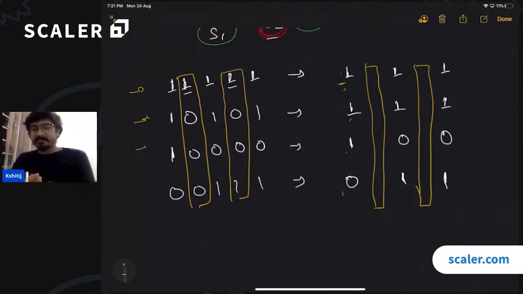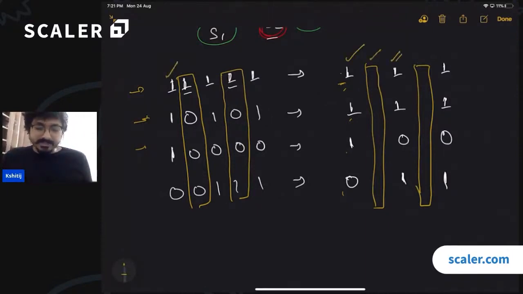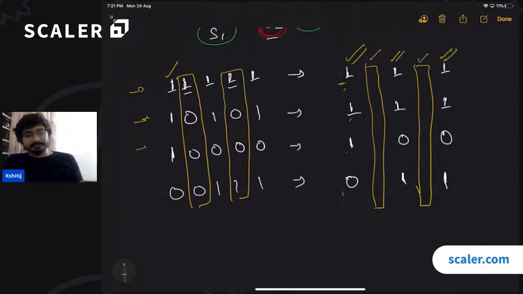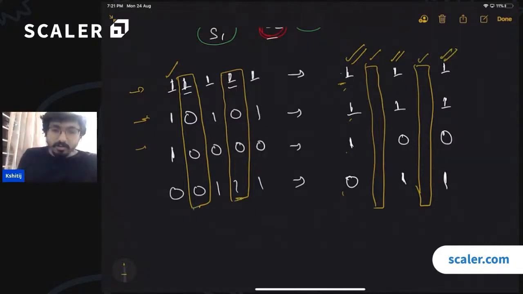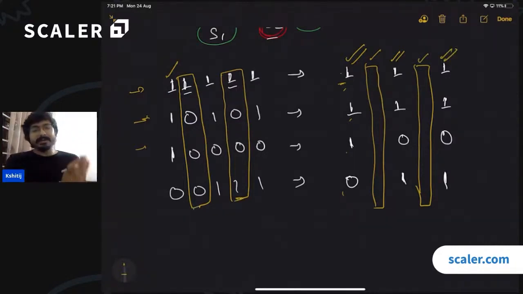Rest everything is totally correct. First column is totally matching. Second is totally gone. Third is matching. And then fourth is gone. Fifth is also matching. Correct? Can I use this column to uniquely identify a server?